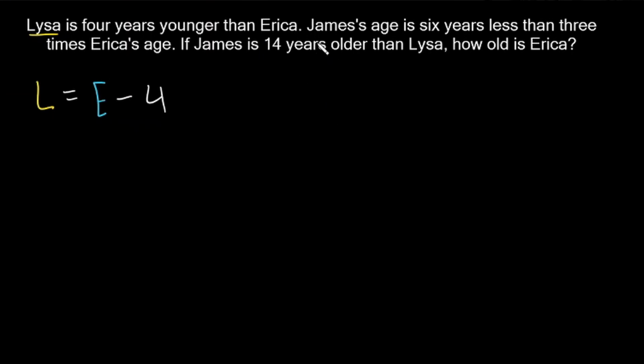Now let's look at this next sentence. James's age is 6 years less than 3 times Erica's age. So let's use J for his age, and that's going to be equal to 6 less than 3 times E, 3 times Erica's age. So this is going to be 3 times E, because it's 3 times Erica's age, and then it's 6 years less, so we're going to subtract 6. And now finally, we have James is 14 years older than Lisa.